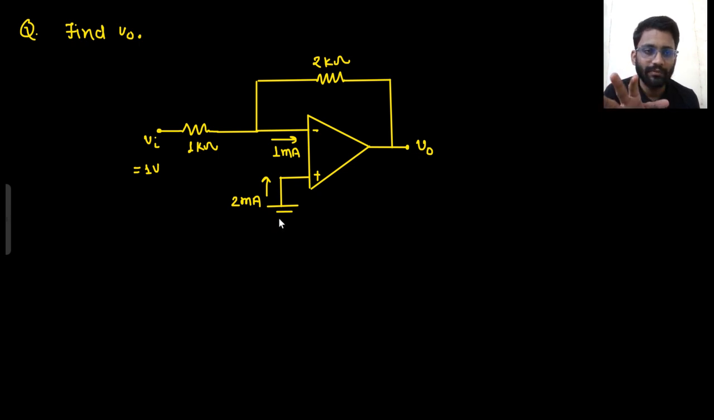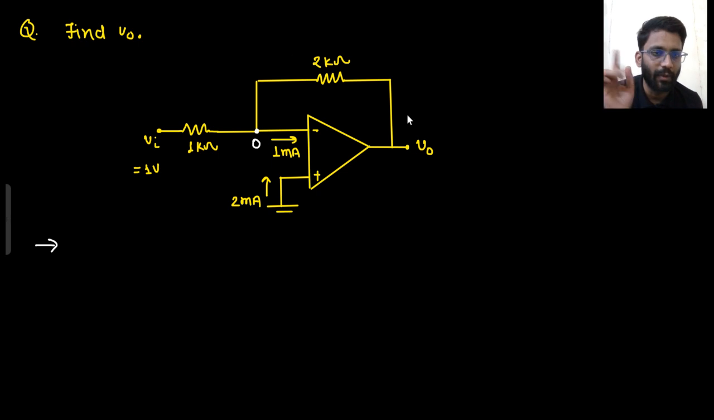What do I do? I am not applying the superposition theorem now. It is exactly the same question. I can apply the superposition theorem as well. But what do I see? This 2 milliampere will have no effect. That is going into the positive terminal. Forget about it. This 0 will be copied here. There is no doubt about that.